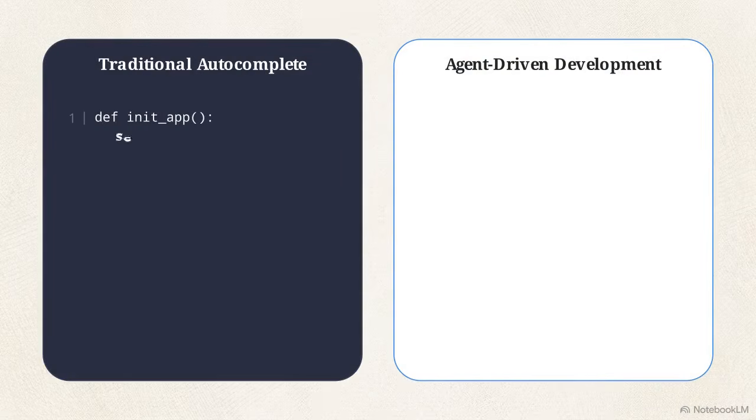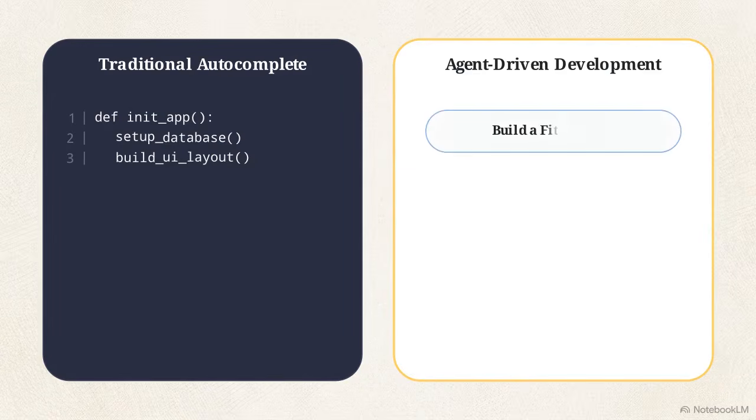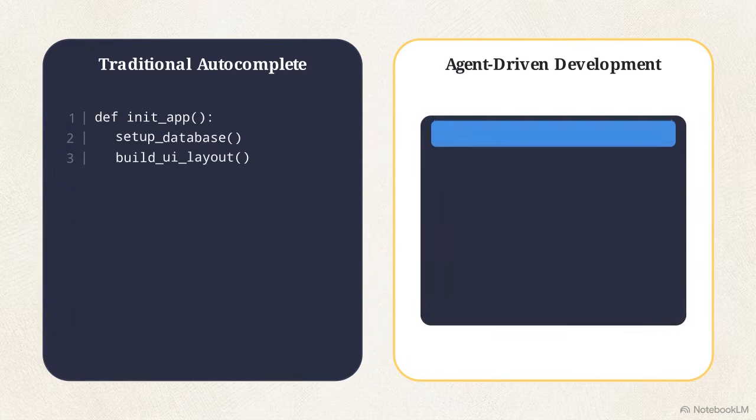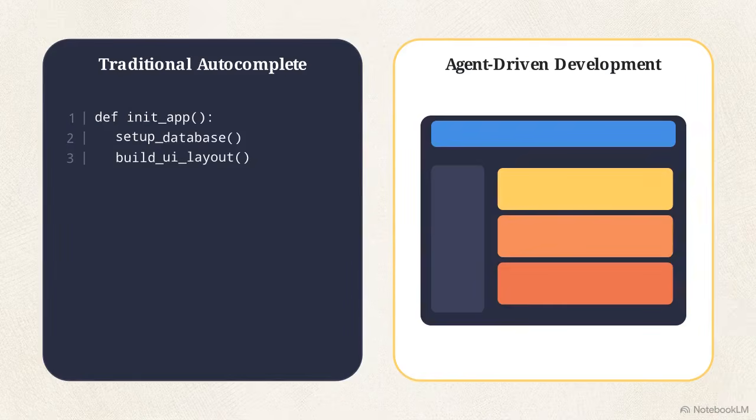Standard AI coding tools act like autocomplete, guessing the next line of code. Agent-driven development operates differently. You describe what you want to build, and the AI reasons through the architecture, writing large chunks of the application on its own.